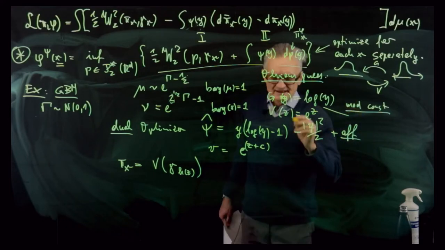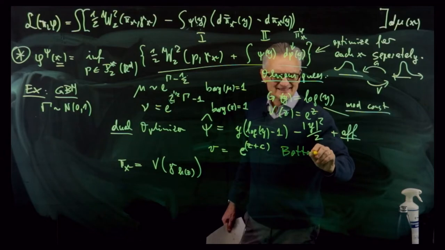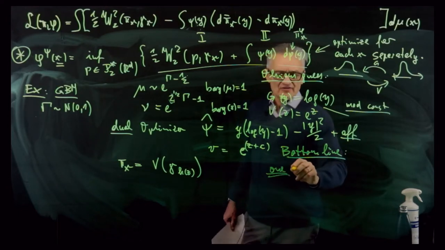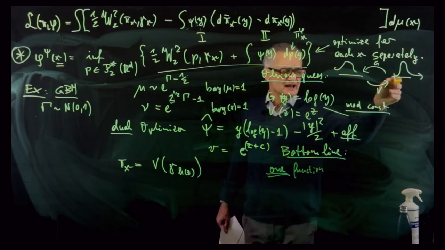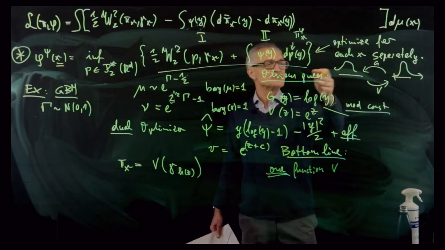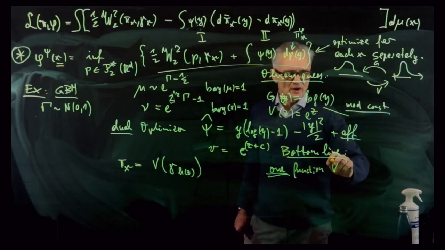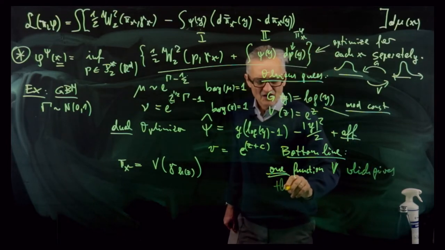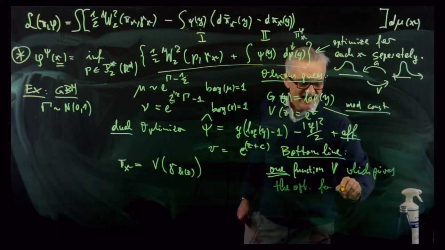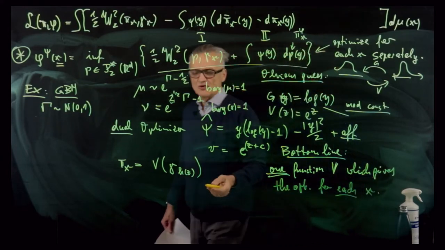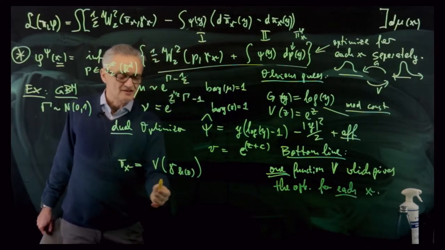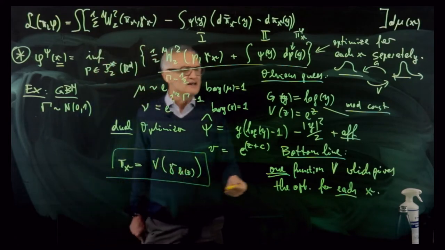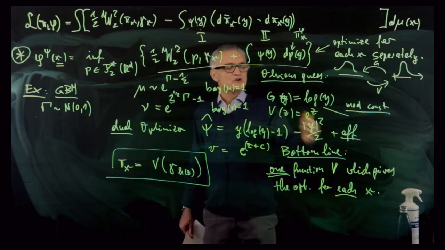And the nice thing is the bottom line. There is one single function, say in this case it's the V, but all these functions contain the same message and can be transformed one in another. One function V, which gives the optimizer for each x. So by this formula here, it's always the same v, which does not depend on the x or on the z. And it is one function v, which in this case is just the exponential, which works for every x.